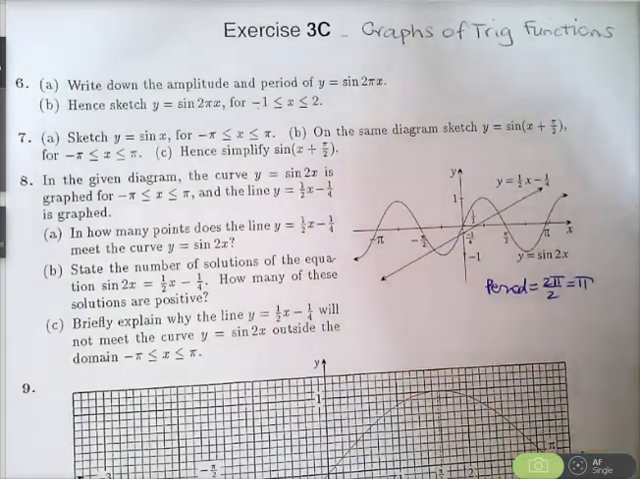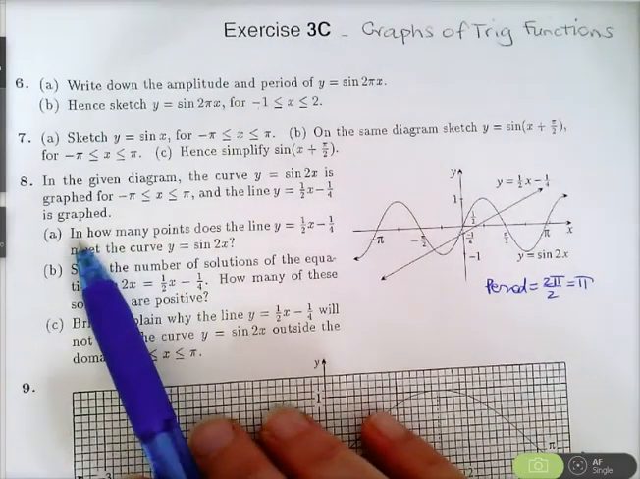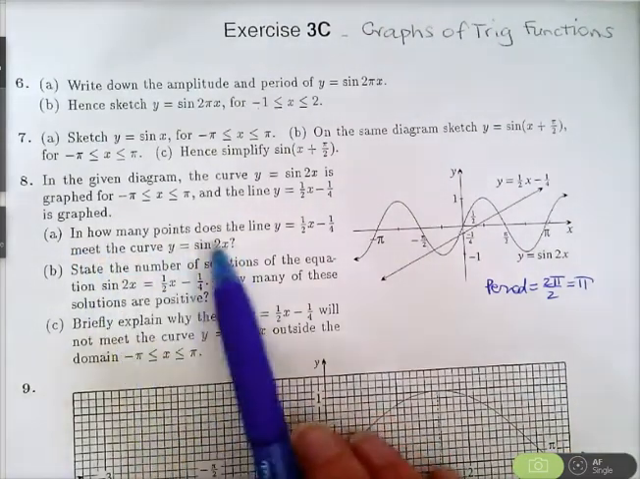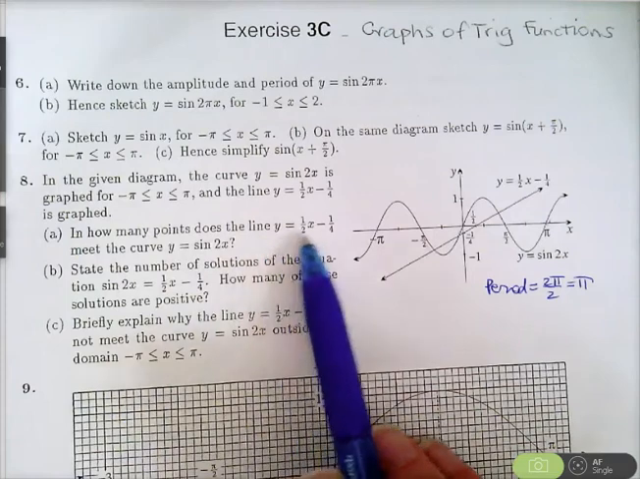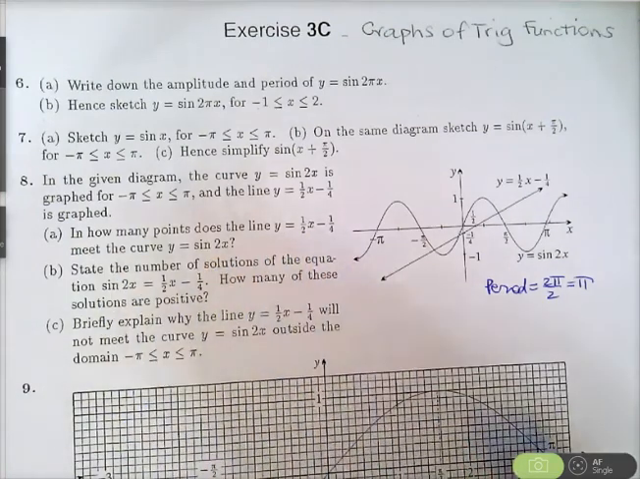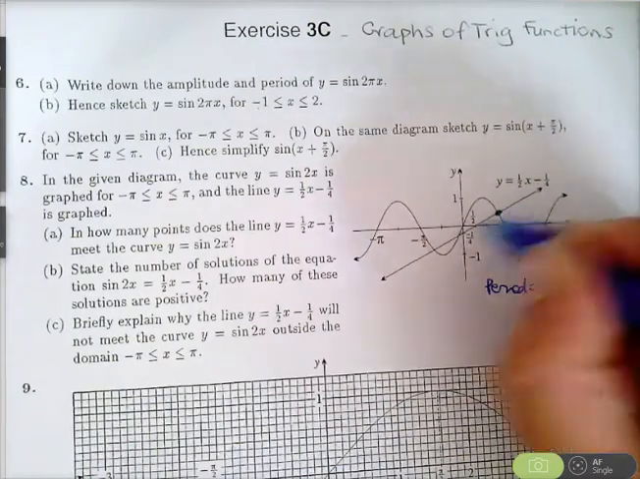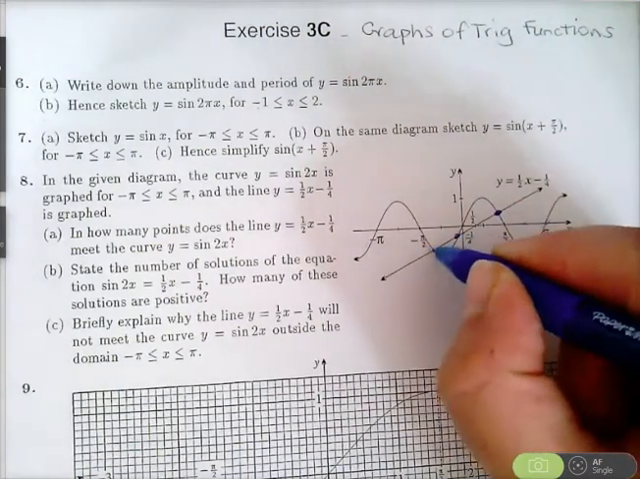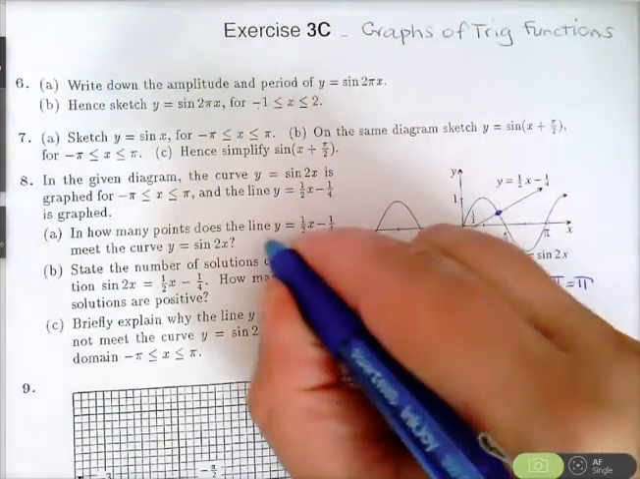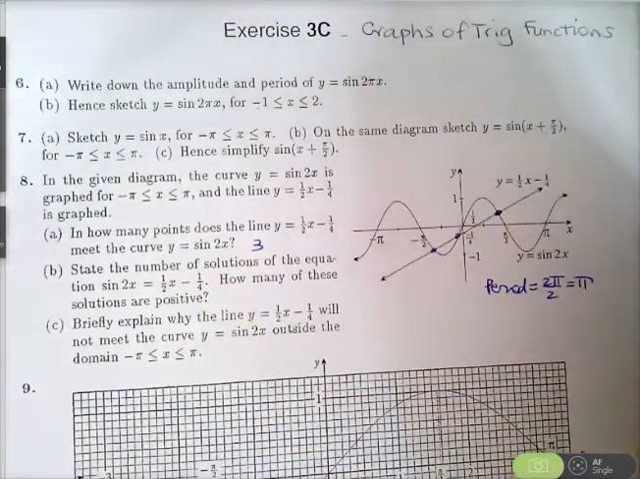and the y-intercept is negative a quarter. Now the first question is, in how many points does the line y equals a half x minus a quarter meet the curve y equals sine 2x? Now I'm just going to put those points of intersection. We've got 1, 2, 3. So there are 3 points where the line meets the curve.